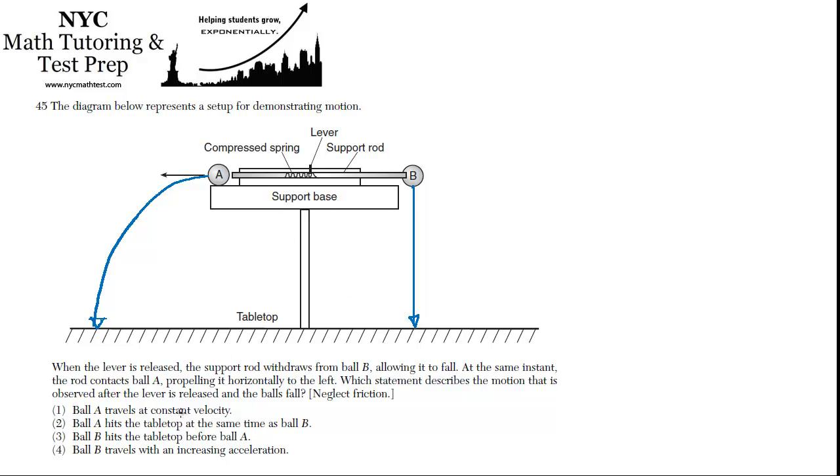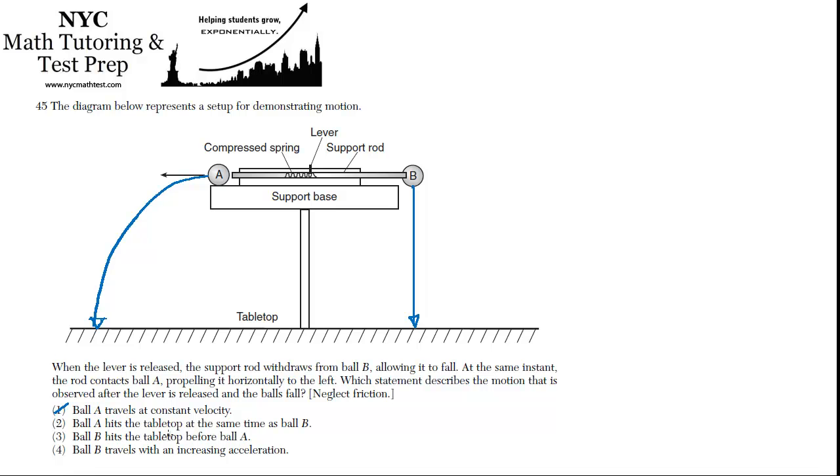Ball A travels at constant velocity. That's not true, because it has an initial constant velocity in the horizontal direction to the left, and it will continue to have a constant horizontal velocity, but it's accelerating due to gravity pulling it toward the tabletop, and its direction is changing. Velocity is a vector, so if that direction keeps changing, then its velocity is changing, so that can't be true.